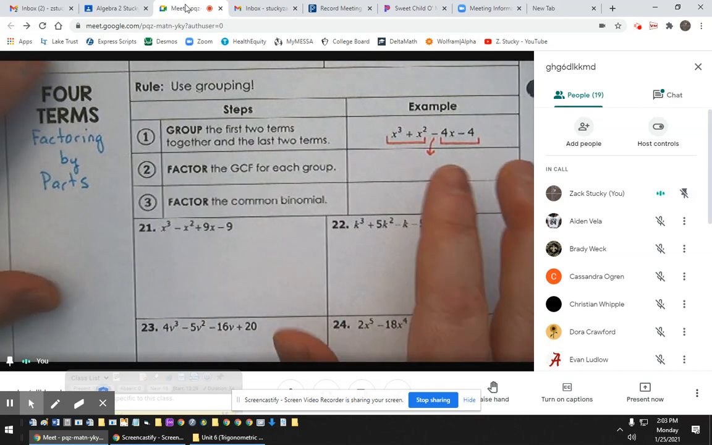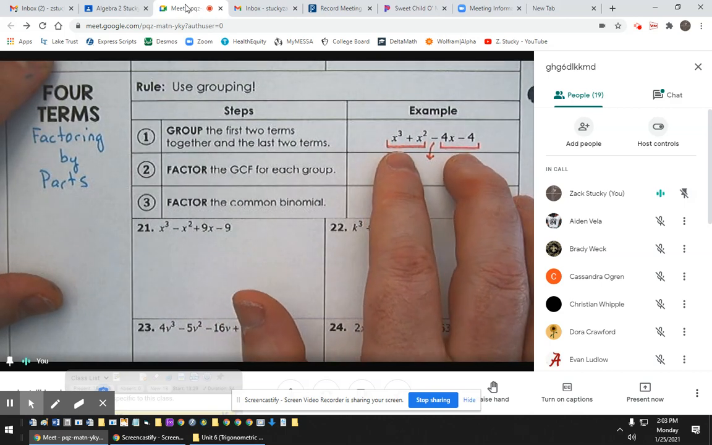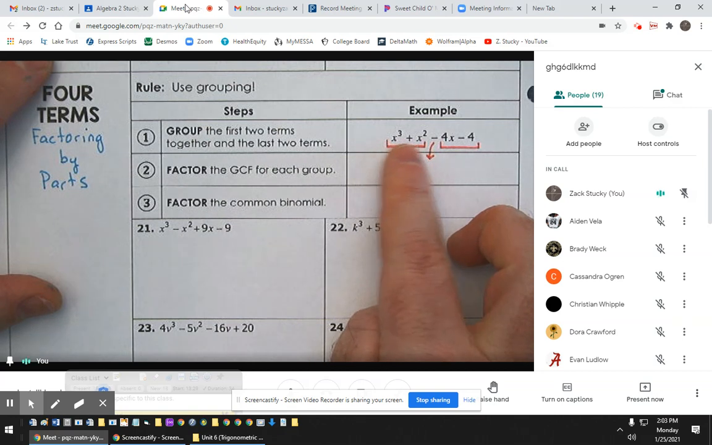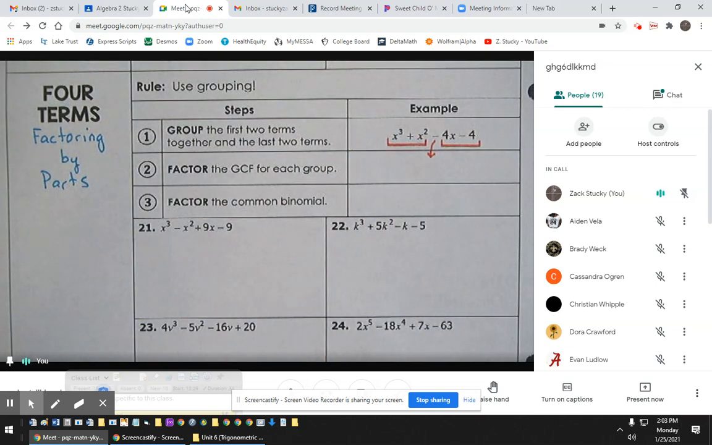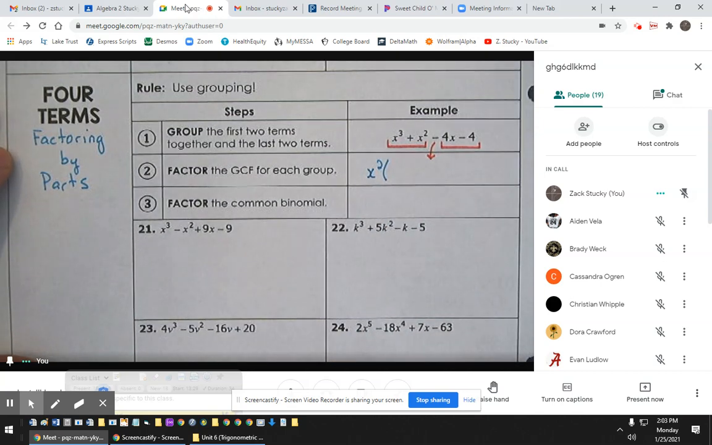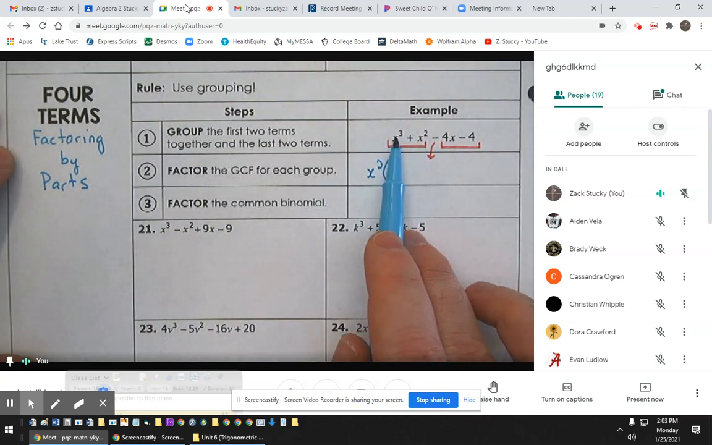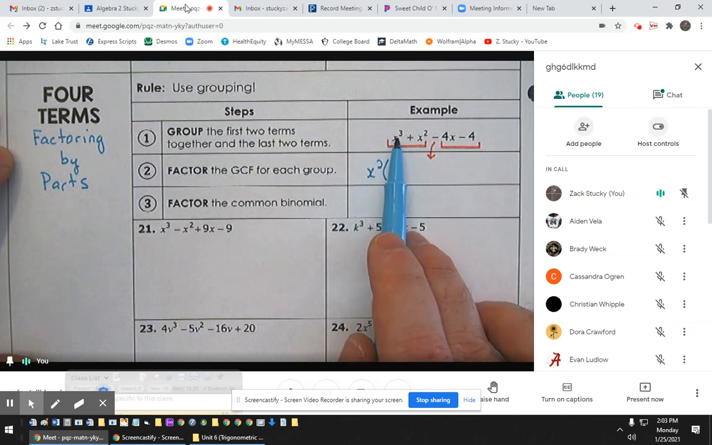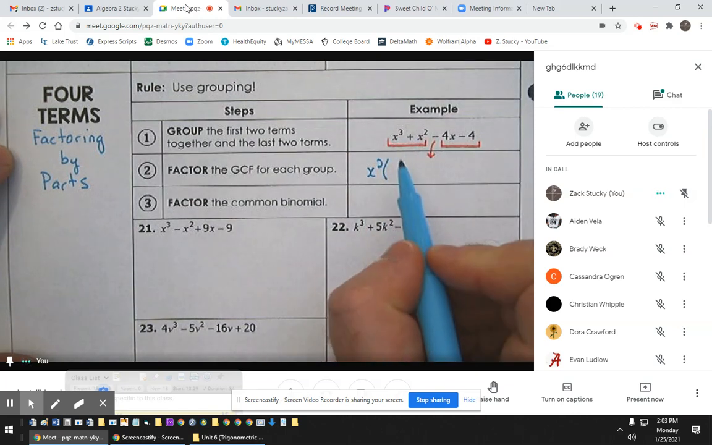Okay, so once we've divided it into 2 parts, we are now going to factor each one of these with GCF factoring. So x to the third and x to the second, what's the most I can factor out? I can take out an x to the second. I'm just factoring these 2. If I took out 2 x's out of this, what does that leave behind? X.